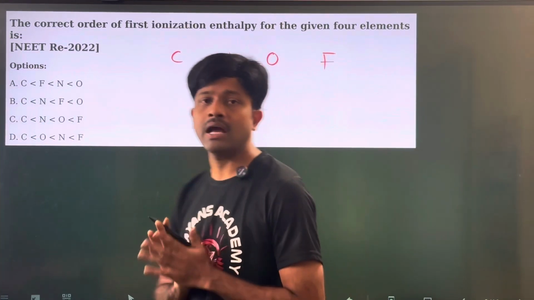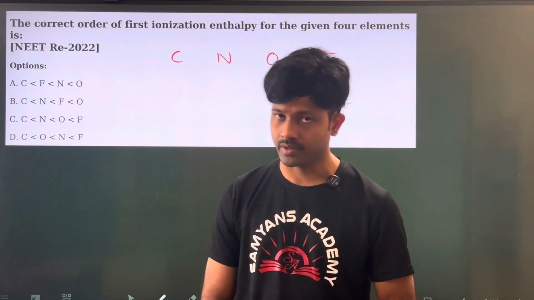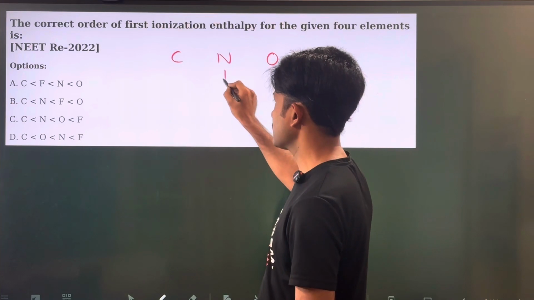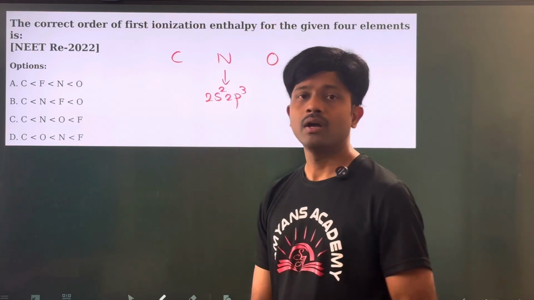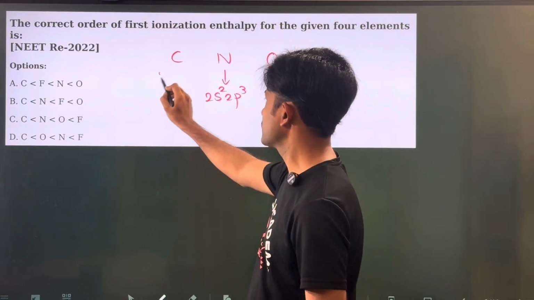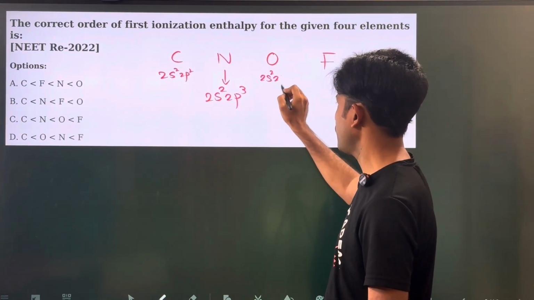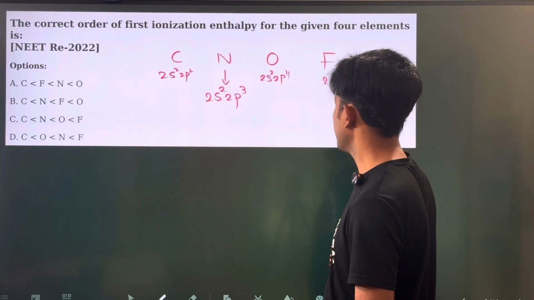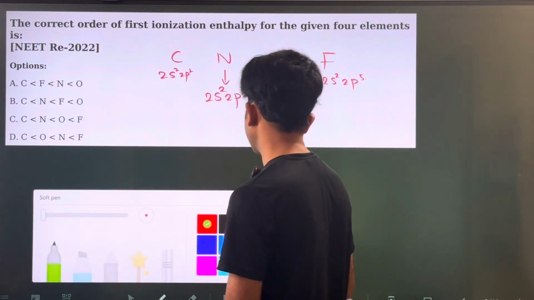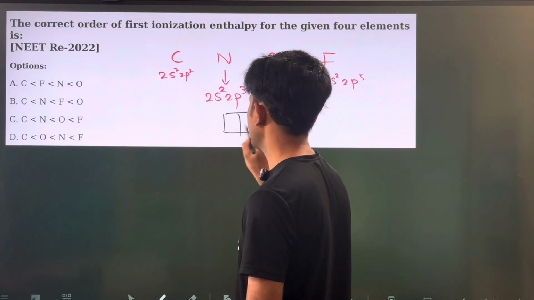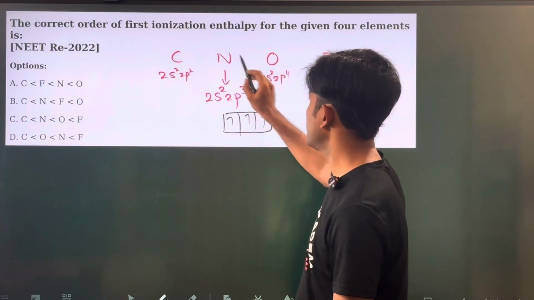While considering ionization energy, you have to consider which one has the half-filled configuration and which one has the fully filled configuration. Here nitrogen has a half-filled configuration. The valence electron configuration of nitrogen is 2s2 2p3. Carbon is 2s2 2p2, oxygen is 2s2 2p4, and fluorine is 2s2 2p5. Which one has the half-filled configuration? Nitrogen. The p subshell has 3 electrons. This half-filled configuration has more ionization energy compared to the next element.